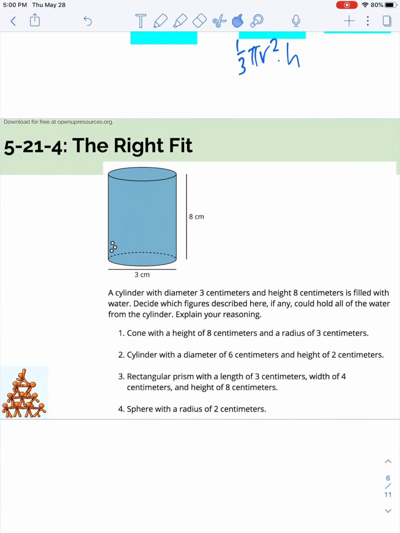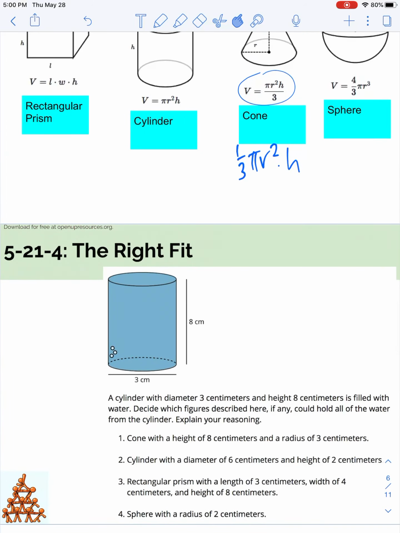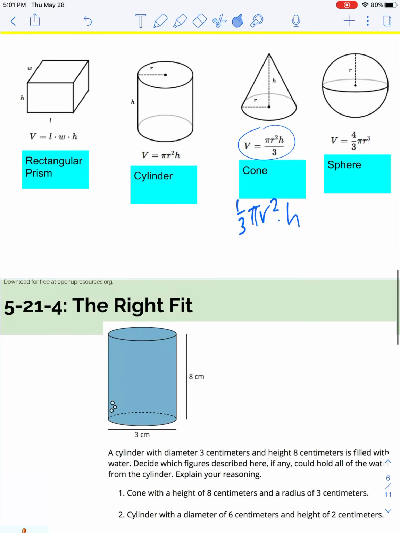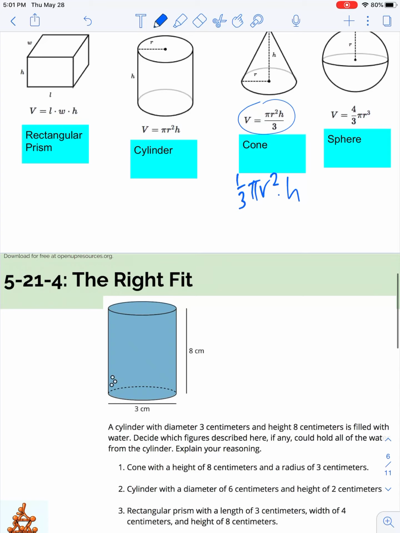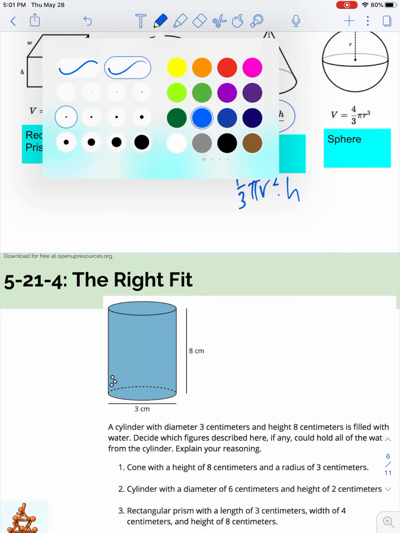Okay. So they give you this picture and they say a cylinder with a diameter of 3 centimeters and height 8 is filled with water. Decide which figures could hold all of the water from the cylinder. The first thing you have to do, and what they don't tell you about this problem, is that you need to know the volume of the cylinder in the picture first before anything else. They just give you all these 4 problems, and a lot of you are going to start solving and then wonder what to reference it to. You have to come up with that number, so we're going to do that. We'll do maybe 1 or 2 of the others, and then you do the rest.